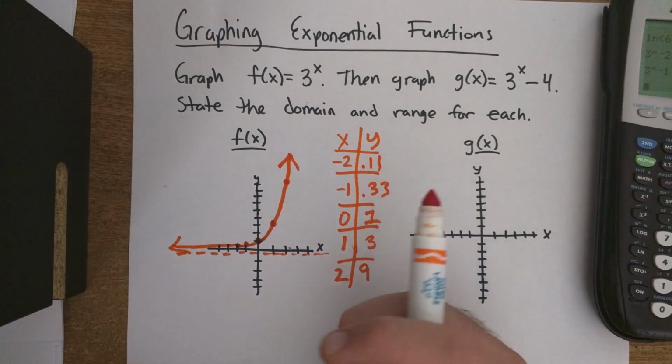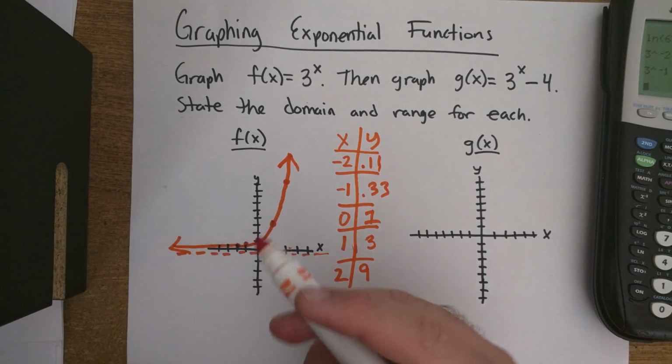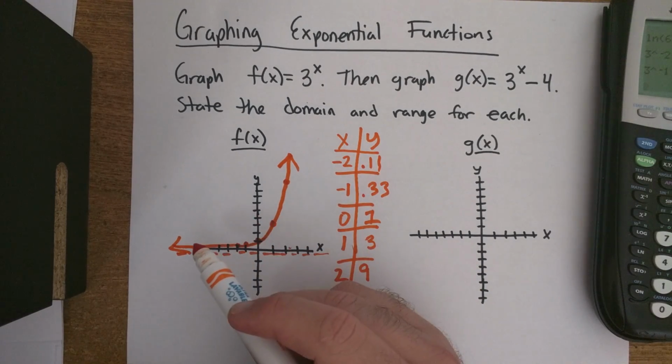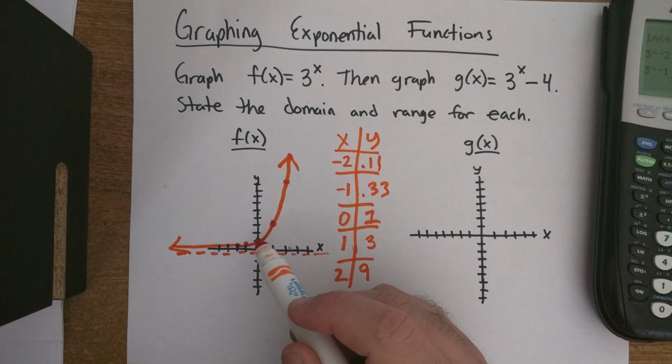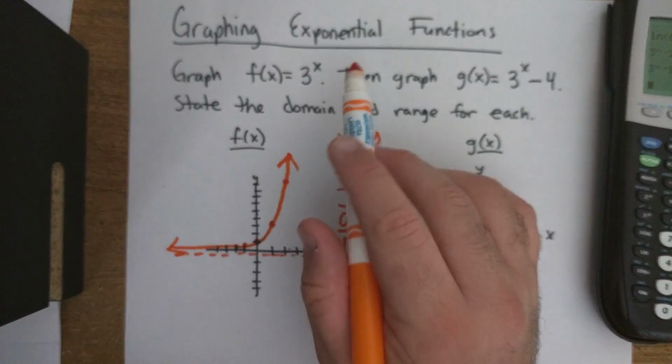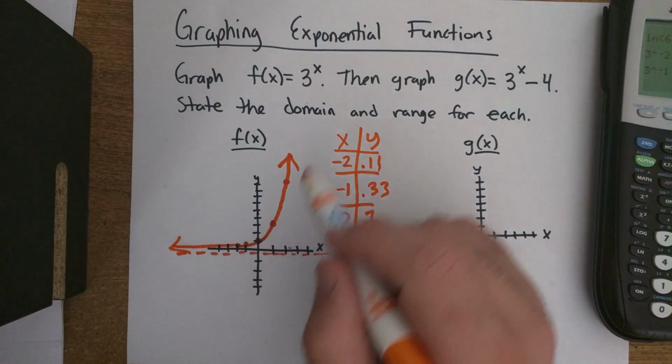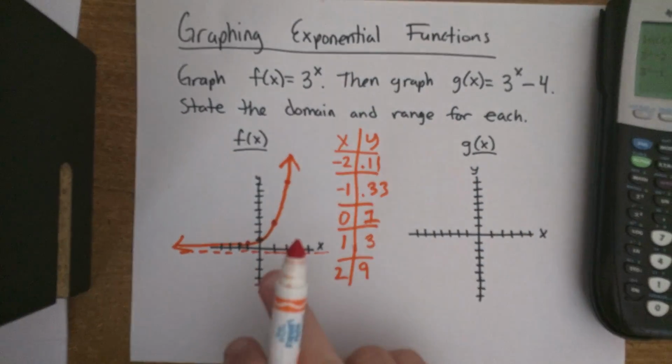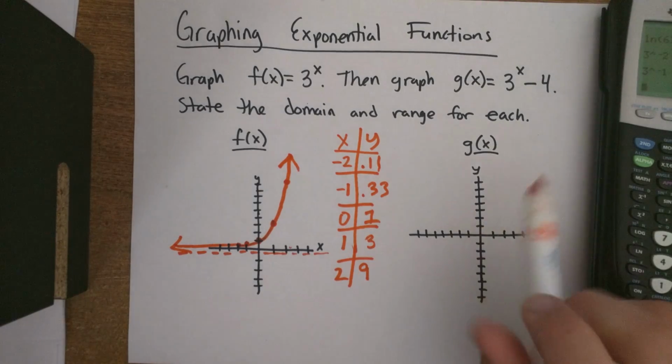You'll hear this in the real world, by the way. They'll say something has exponential growth, meaning that it starts off small, but it grows rapidly. So anytime you hear exponential growth in the real world, they're talking about rapid growth. All right, so that's that function.